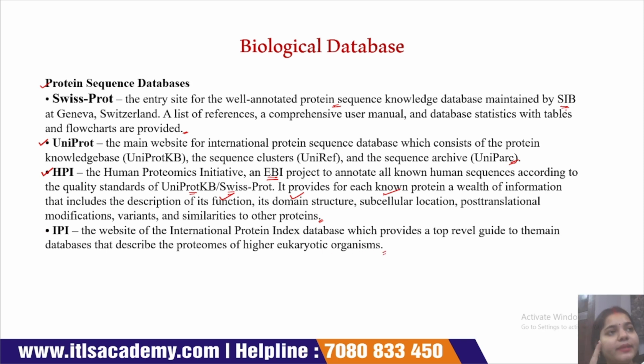First protein database is Swiss-Prot. It gives comprehensive information about the protein sequence database. Second is UniProt. UniProt is the main international protein sequence database. Next is HPI. HPI stands for Human Proteomics Initiative.